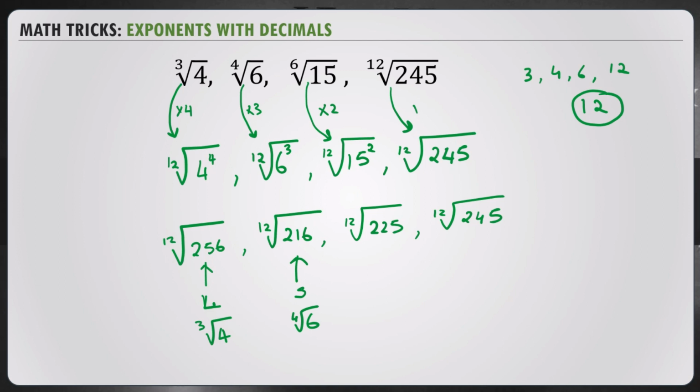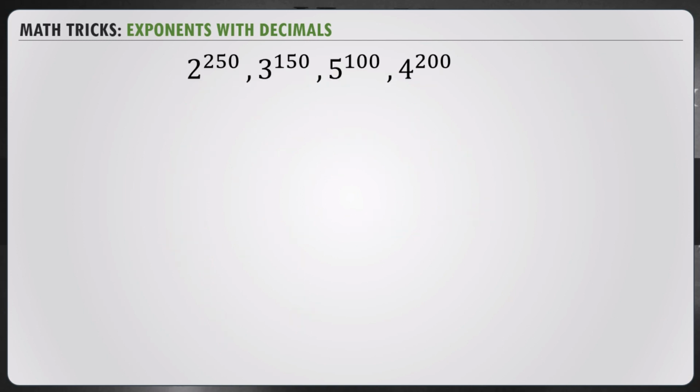Another one. Here we go. If you're supposed to find the smallest and largest number of this set of numbers, let's get into it. We have 2 to the power of 250, 3 to the power of 150, 5 to the power of 100, 4 to the power of 200. Wow, can we solve this? There are 2 ways to do this. Let's do the first one.